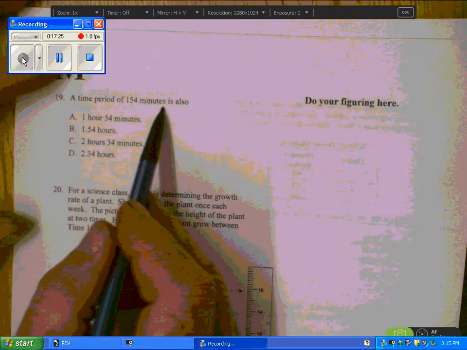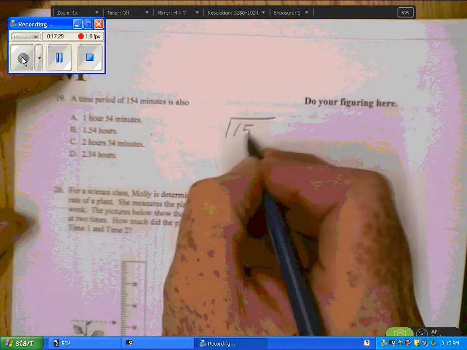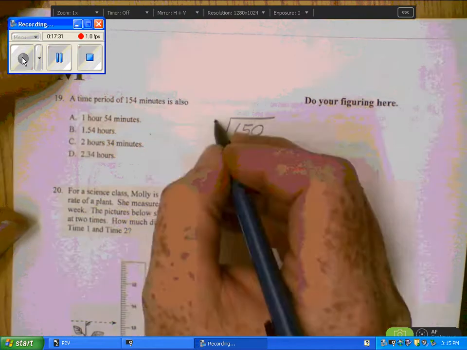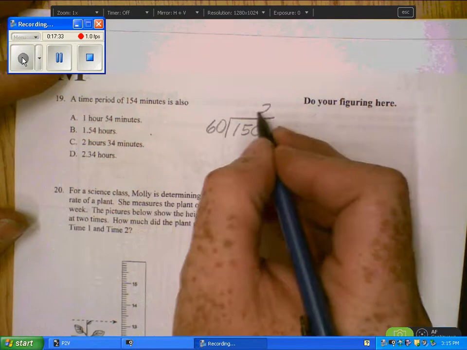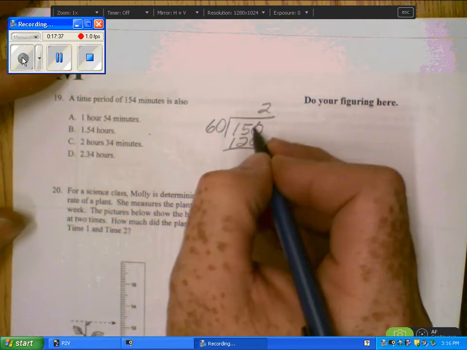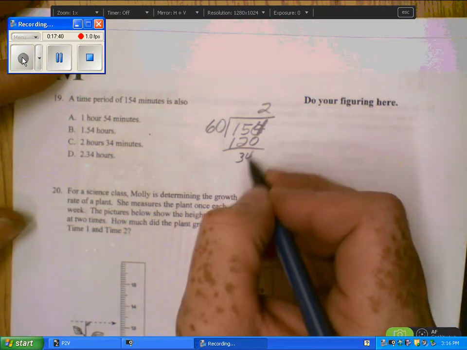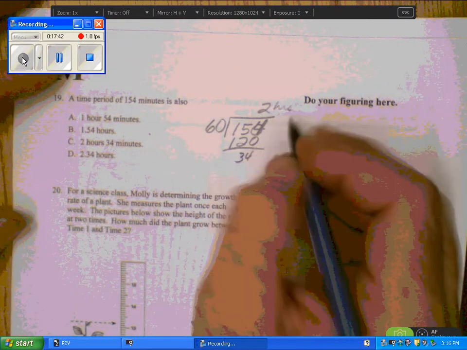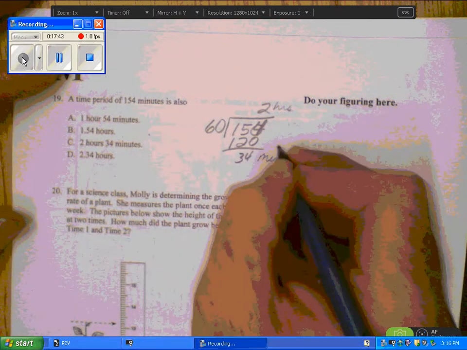A time period of 154 minutes is also, take 154 divided by, you should know 1 hour is 60 minutes. Get 2 of those in there. That should be 54, not 50. Leaves you with 34 minutes, so you got 2 hours, 34 minutes. We look over here, 2 hours, 34 minutes.